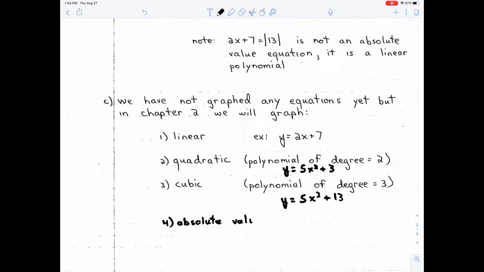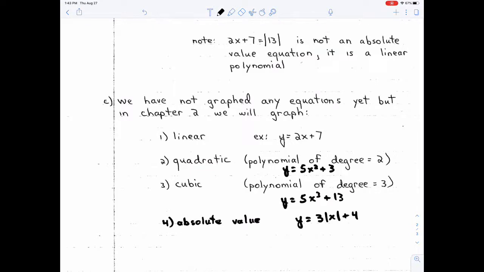And that's got a variable inside an absolute value. For example, y equals, let's say, 3 times the absolute value of x plus 4. Okay? And you might want to write those 3 examples down, so if you want to go back and look at it. But they're basically polynomial equations. The first 3: linear, polynomial of degree 1; quadratic, polynomial of degree 2; cubic, polynomial of degree 3, meaning it's x to the first, x to the second, or x to the third. And then we're also going to look at absolute value equations.